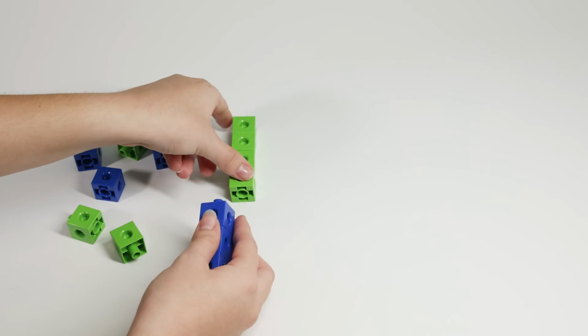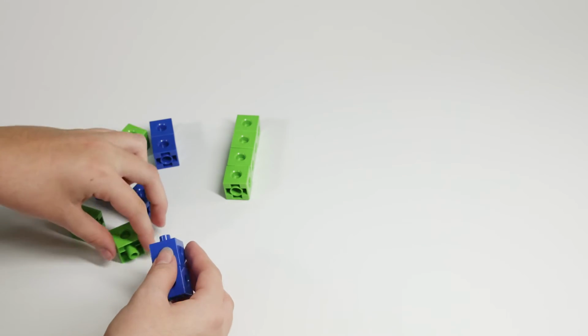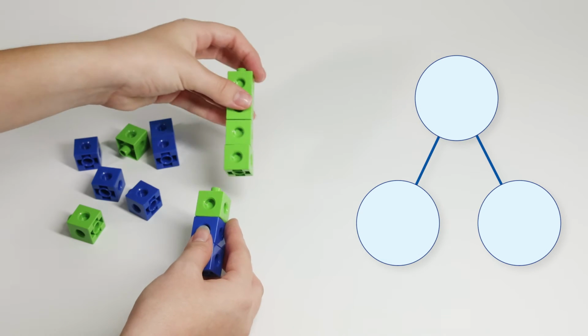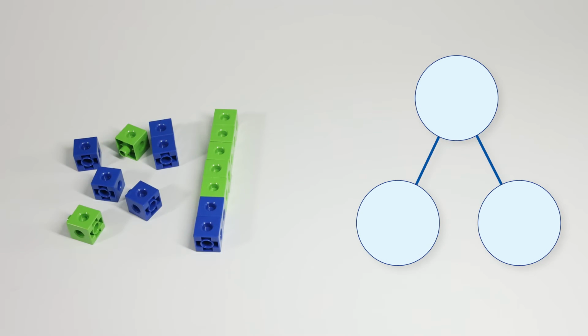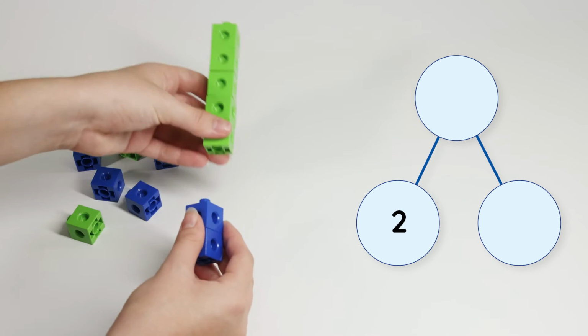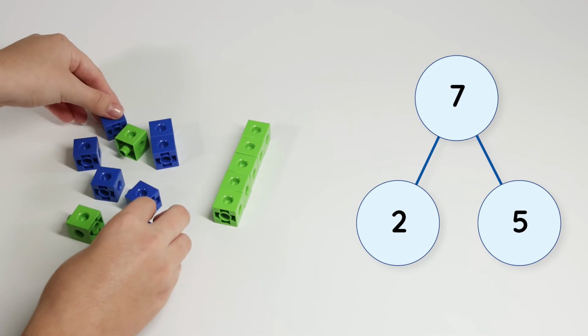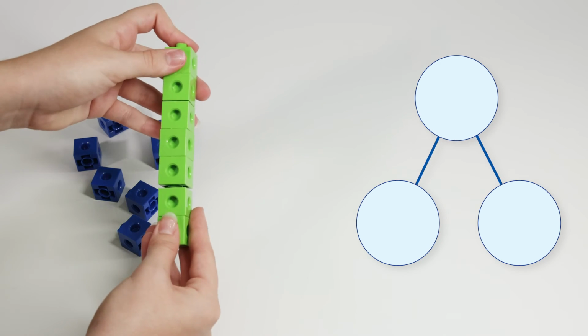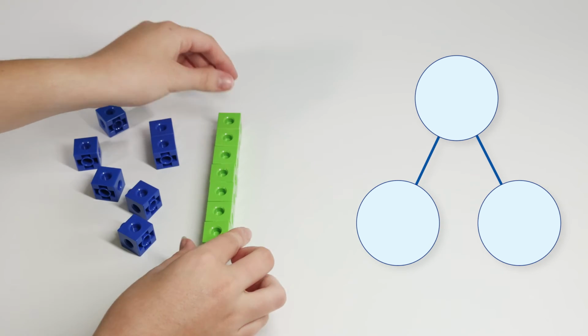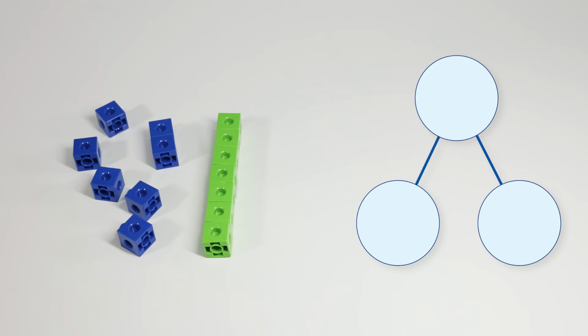Let's swap another blue cube for a green cube. Can you say this number bond? That's right. 2 and 5 make 7. Now let's swap a couple more blue cubes for green cubes. 0 and 7 make 7.